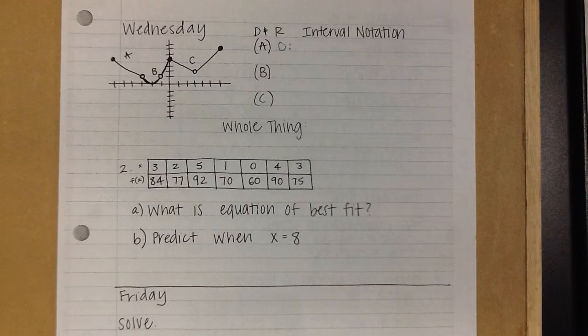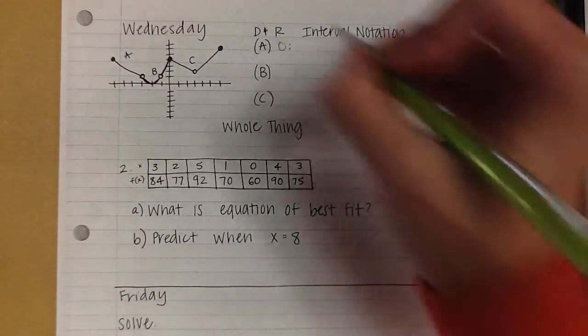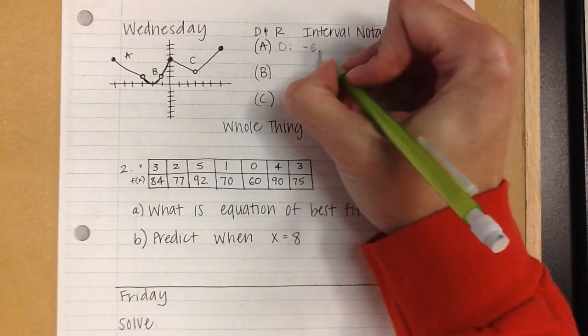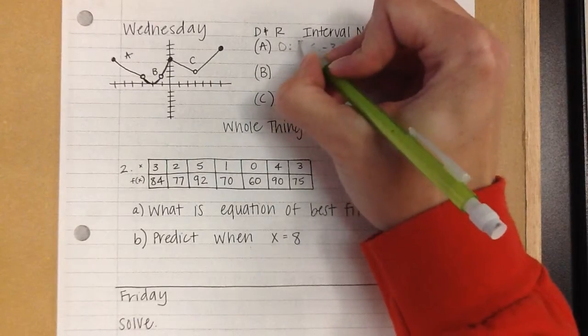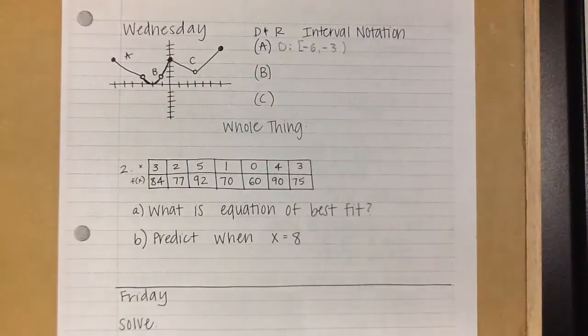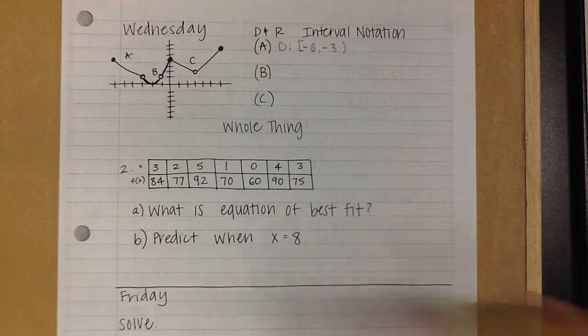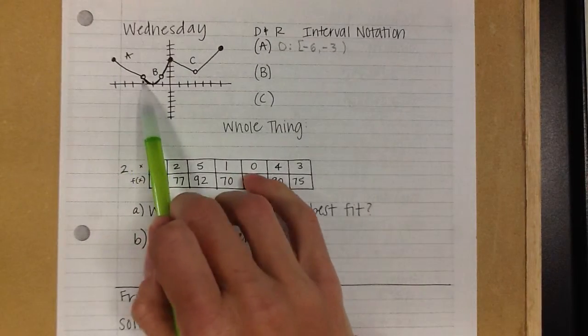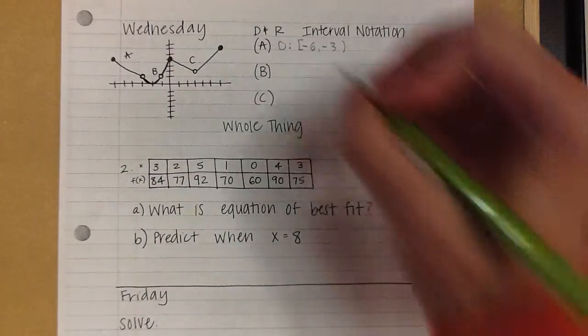Louder. -6, -3. What goes around it? A bracket and a parenthesis. Okay? Closed point is a bracket. Open point is a parenthesis. What's your range?